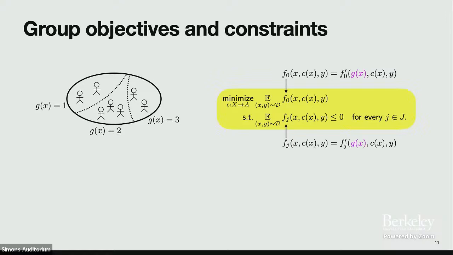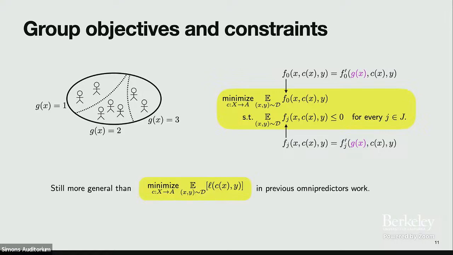And this holds similarly for the constraints. So even with this group structure assumption, our problem is still much more general than the loss minimization problem considered in previous Omnipredictors work. The reason is that in previous work, the loss function L does not directly depend on the individual x at all, but here we at least allow it to depend on the group membership. And we also have constraints, of course, so that makes our problem more general.